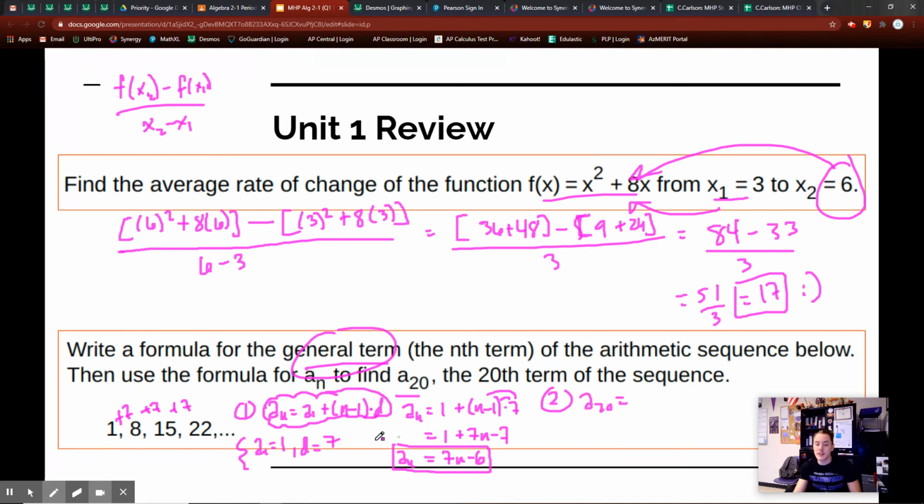The second thing they're going to ask you is what's a sub 20. A couple ways you could do this. You could plug it into the original, or you could just plug it in right here, and that's what I'm going to do. So this is 7 times 20, minus 6. 7 times 20 is 140, minus 6, so that equals 134. So 134 is your actual a sub 20 value.